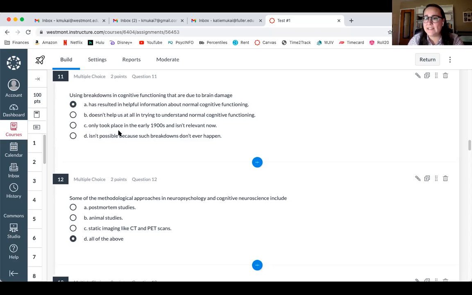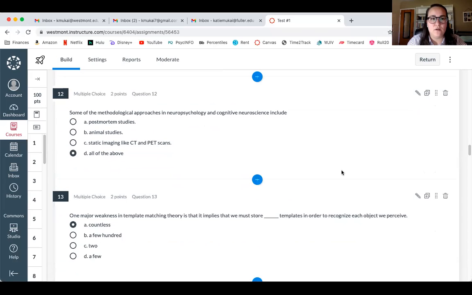Unfortunately, for C, brain damage still happens. It's still a possibility in our world, even though we have come very far in terms of the kinds of technology that we have to try to keep ourselves safe, right? Really sophisticated airbags in cars, and now we know how important it is to wear a helmet and things like that. But brain damage still does occur.